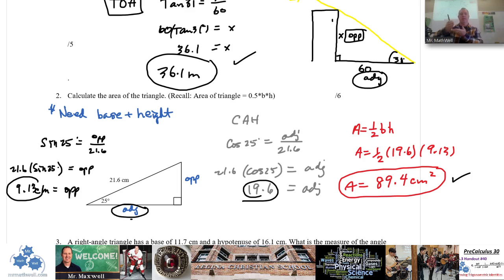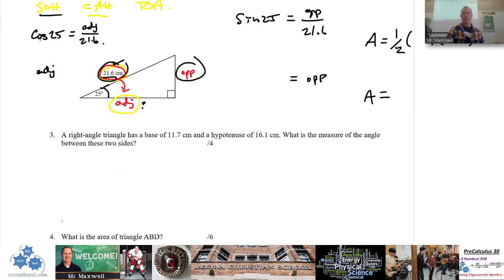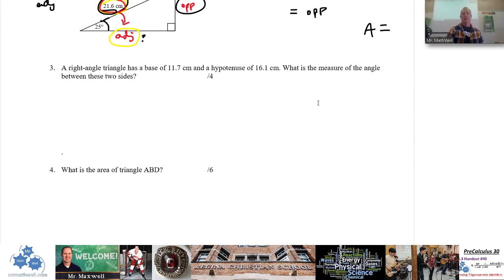Base and height. In this case, it's adjacent and opposite. All right, so question number 3 says a right angle triangle has a base of 11.7 and a hypotenuse of 16.1. What's the measure of the angle between the two sides? So a base of 11.7, and again, remember, draw sketches of every question, so you can clearly see what you're doing. 11.7 and 16.1.